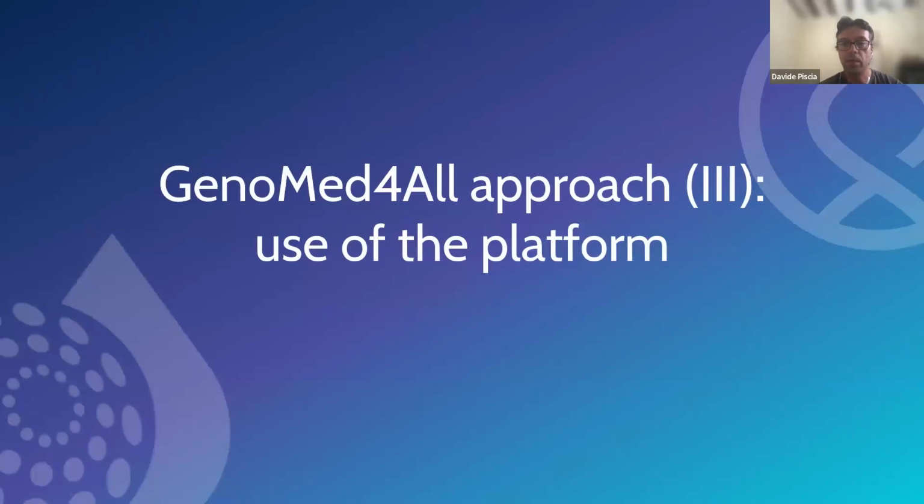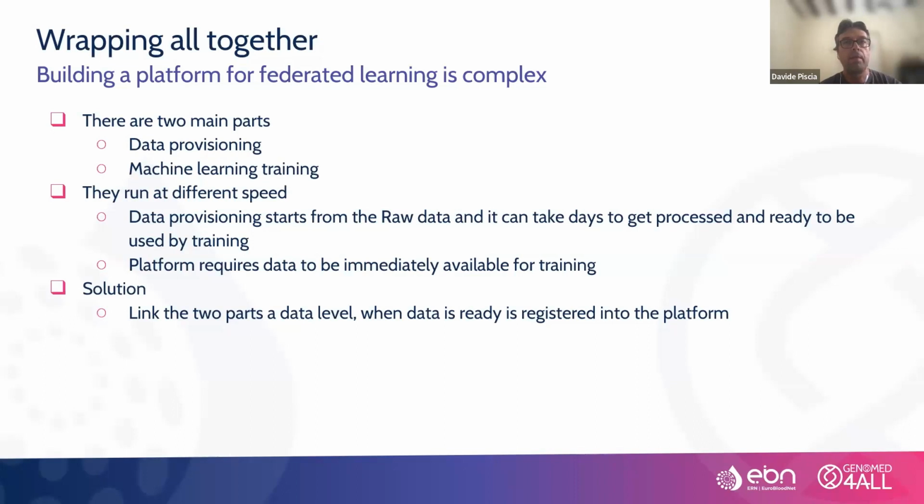And I'll start the third section, which describes how we use the platform, or how the platform is intended to be used. From what we have explained before, there are two big parts that together are the platform: the machine learning or federated learning platform, and the data provisioning part. They need to be connected, because as Vincent mentioned, the data is the core part of the AI. So we need something that provides accurate data in the same data format. This is the data provisioning part.